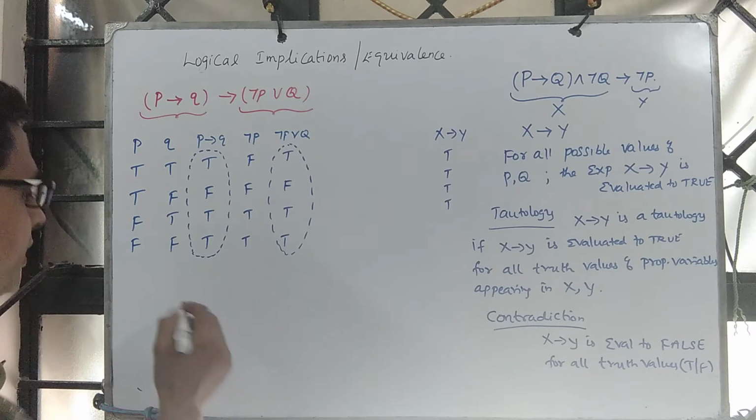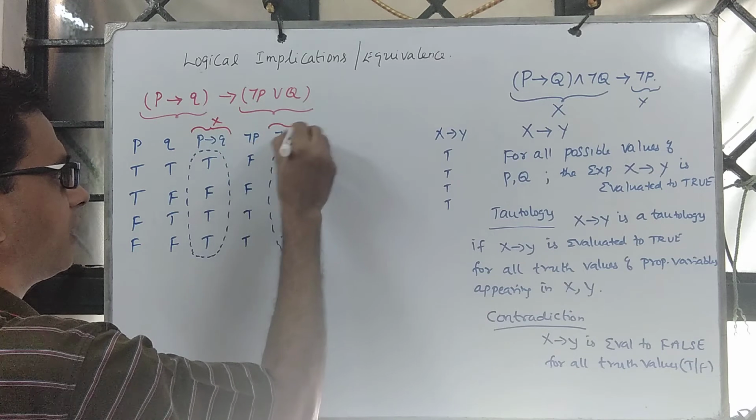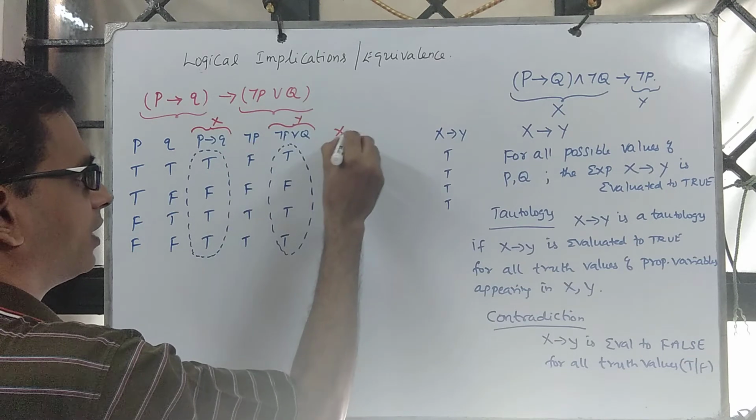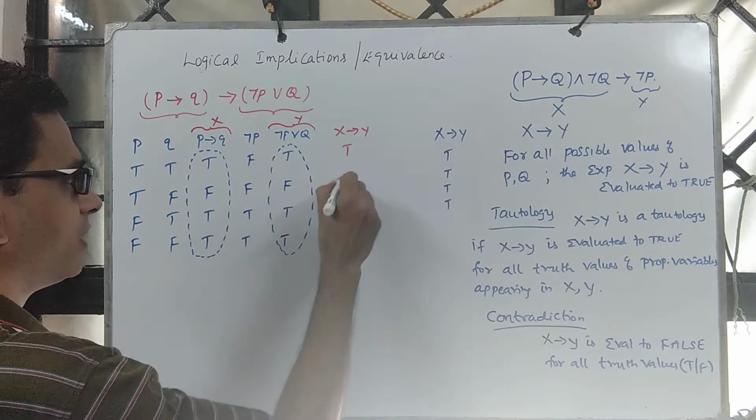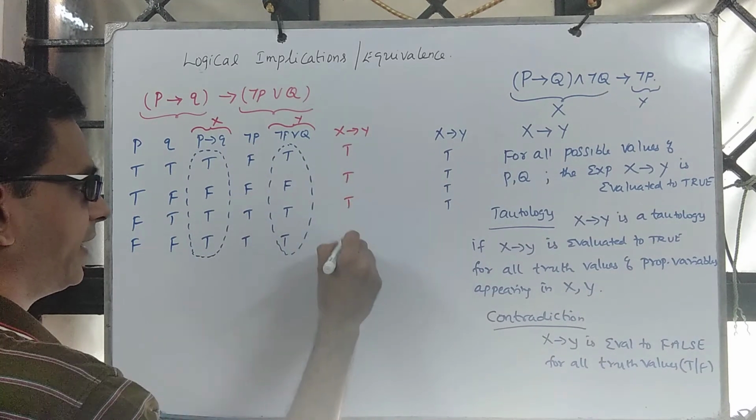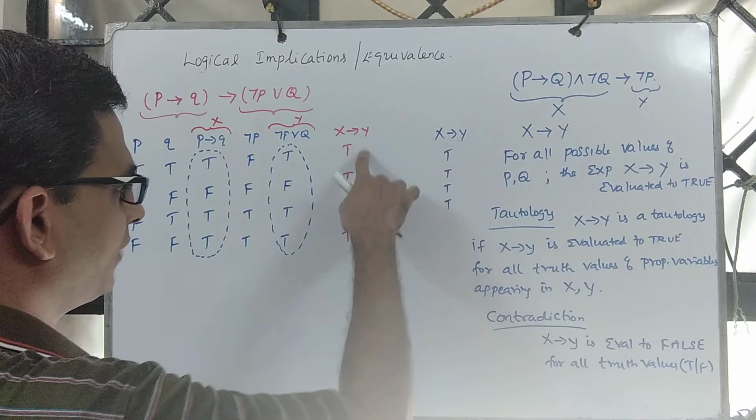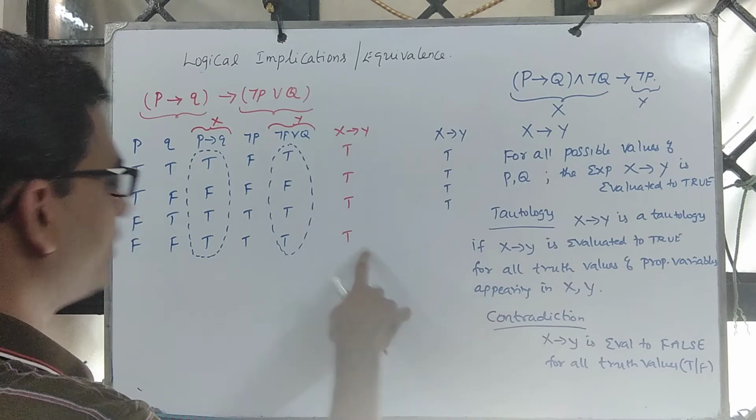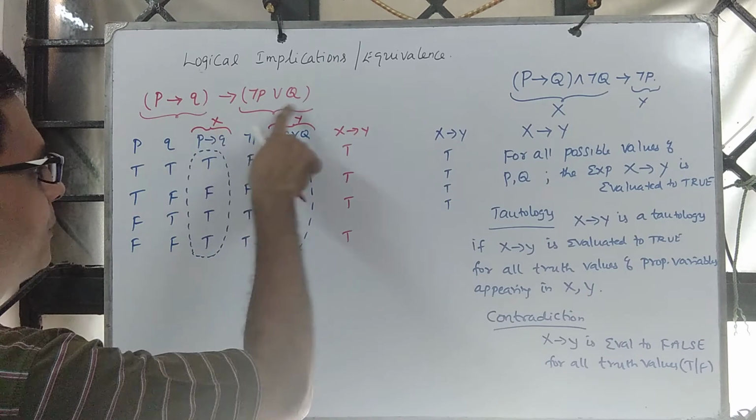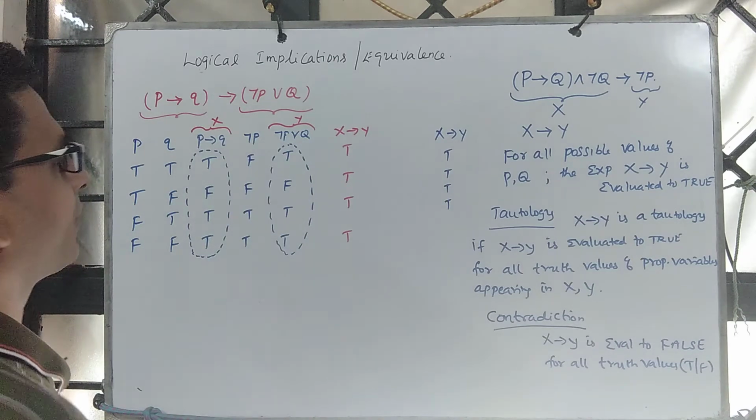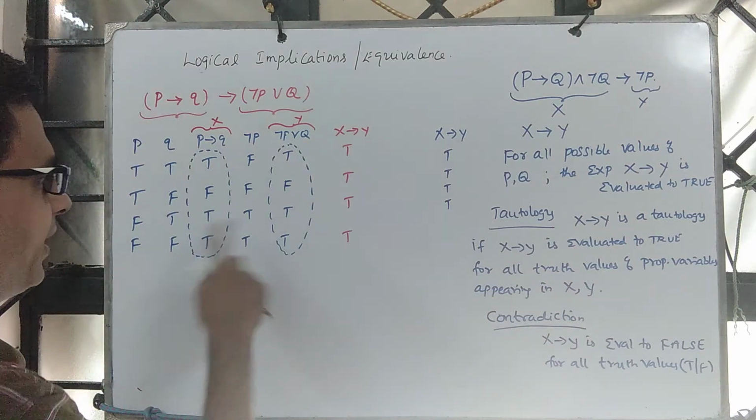In fact, there is a stronger statement. Suppose this is X and this one is Y, then X implies Y is what? True, true, true, true, because they are identical. Now the definition says if X implies Y evaluates to true for all possible assignments for P and Q, then this expression is a tautology. Okay? But the columns being identical gives you a stronger statement.